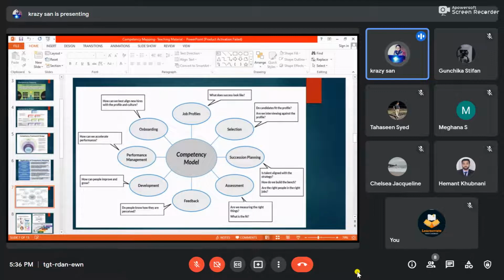How is the competency model mostly seen in an organization? It collectively develops with everything, that is, job profiles. It means, what does success look like? Then selection of an employee. It means, do candidates fit the profile, are we interviewing against the profile?